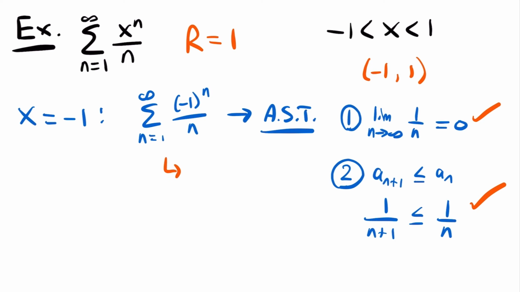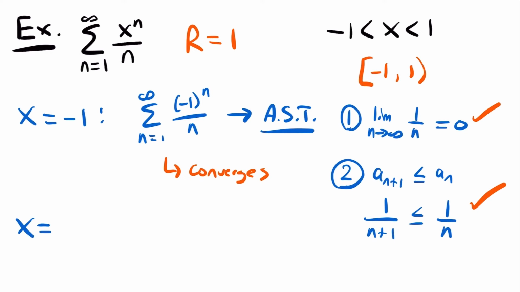Our power series, when x equals -1, converges. And so we can go back to our interval of convergence and change that open bracket to be a closed bracket. We are now including -1 for that interval of convergence. Okay, so now we have checked one of the endpoints when x equals -1. Now we need to check the other endpoint when x equals +1.